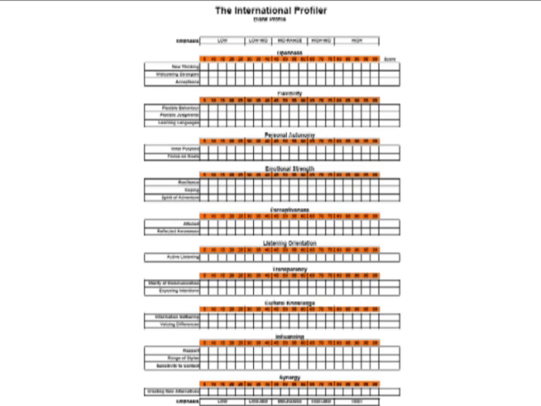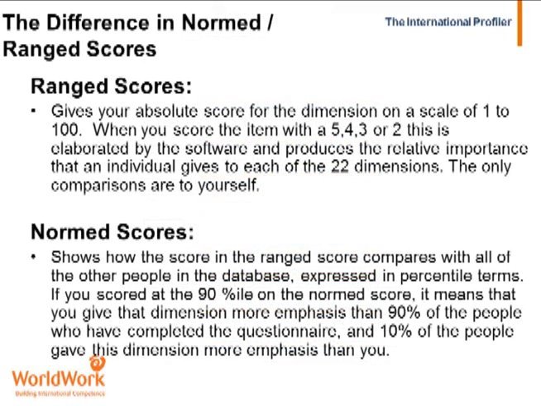I mentioned in the beginning that there is a difference. There are two sets of scores that are provided, the norm scores and the range scores, and I'd like to talk about that a little. This can be a bit confusing for new licensees. Both scores are provided in the same format that we just looked at, but they actually represent slightly different things. The range scores actually give you an absolute score for the dimension on a scale of 1 to 100.